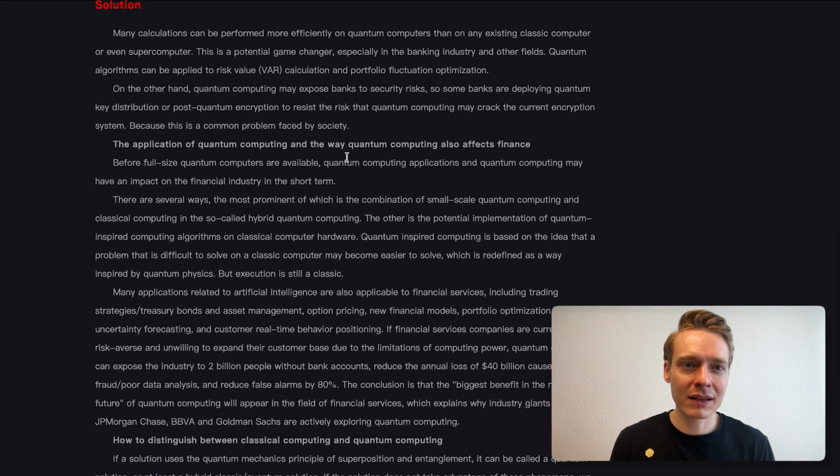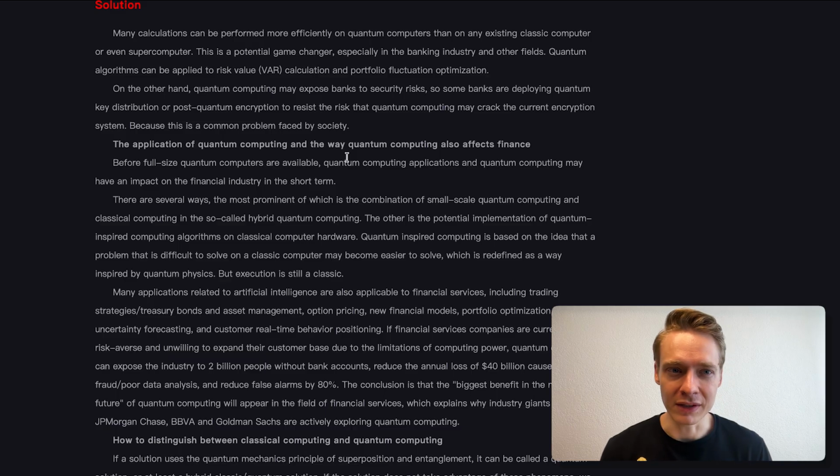So many calculations can be performed more efficiently on quantum computers than on existing classical computers or even supercomputers. This is a potential game changer, especially in the banking industry and other fields. Quantum algorithms can be applied to risk value calculation and portfolio fluctuation optimization.